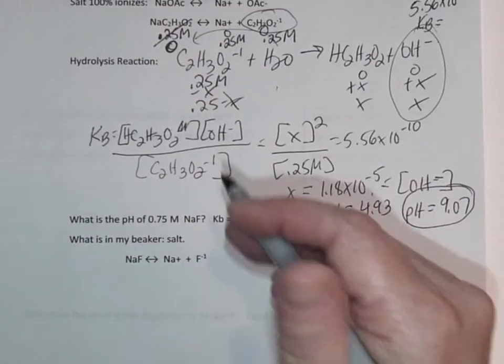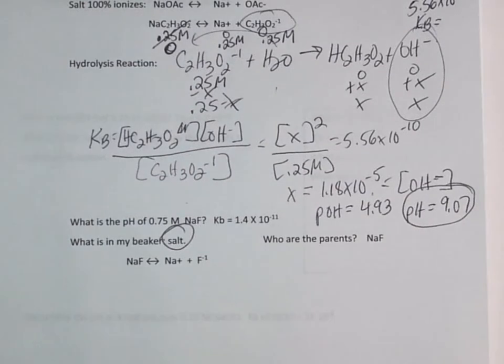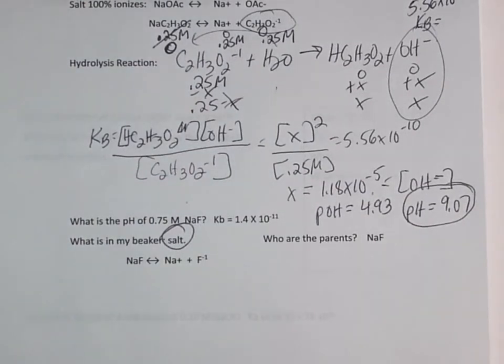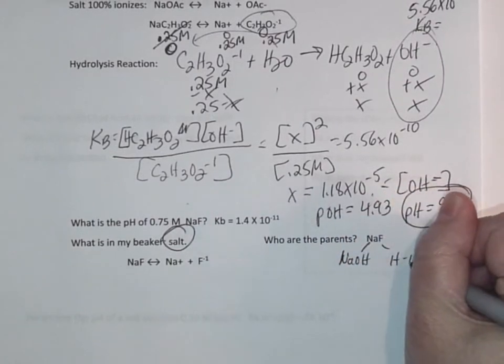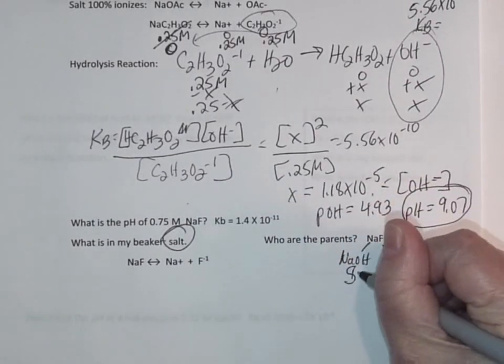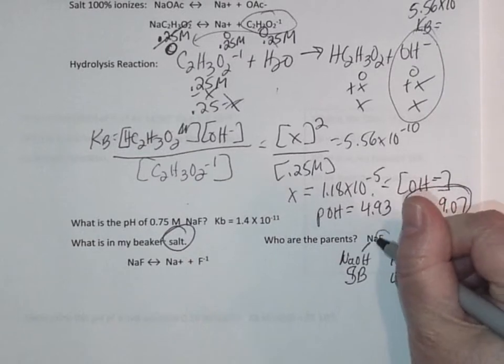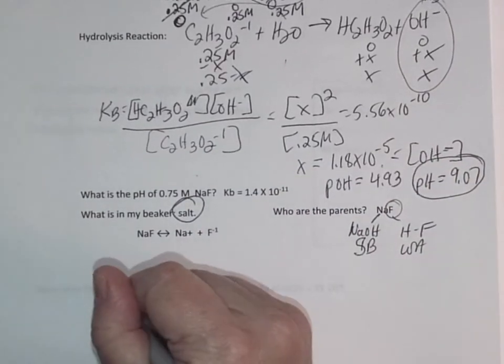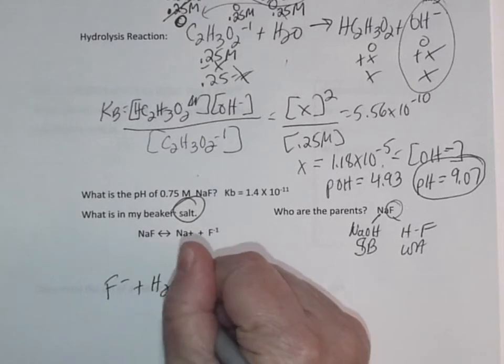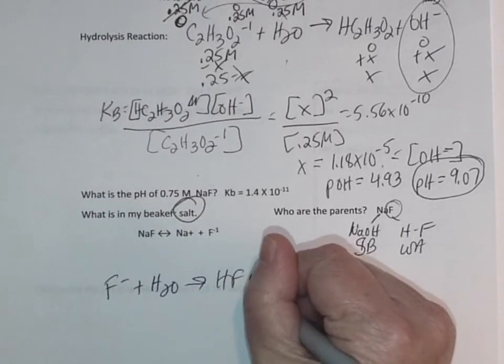When I come to this, I look at this and immediately I say, what's in my beaker? It's a salt. It's not a weak acid. It's not a strong base. It's a salt. So now I need to know who the parents are. That's my next step in salts. And this is a strong base, a weak acid. So I know that that part of the salt is undergoing hydrolysis. I'm going to react it with water.